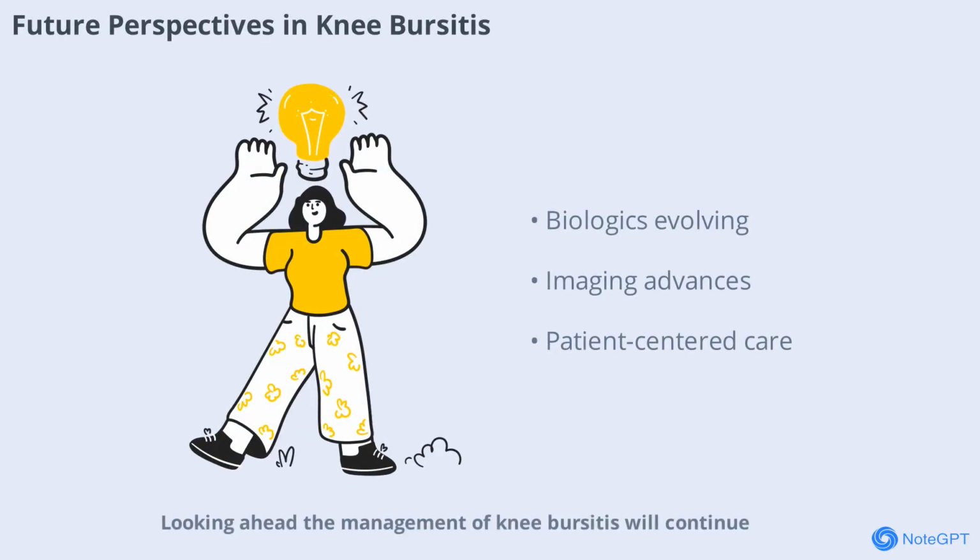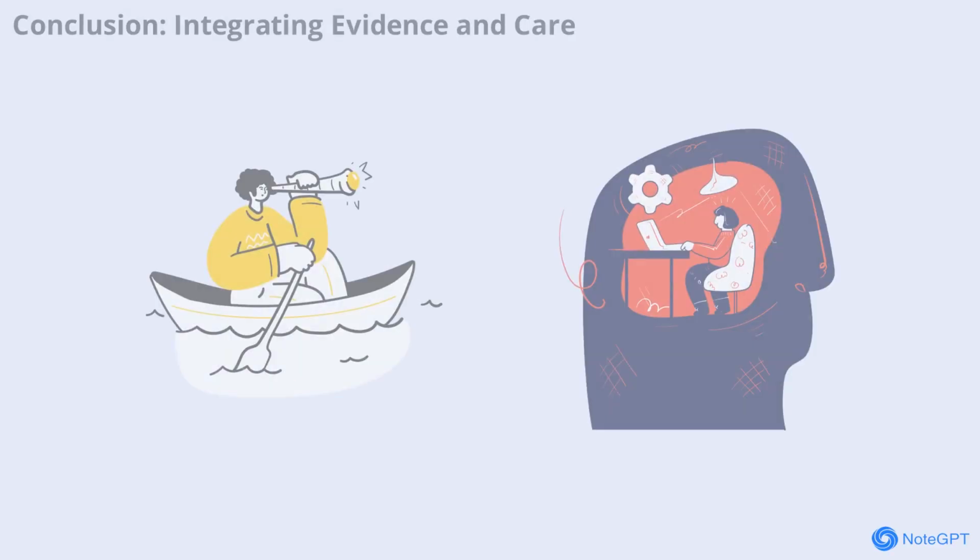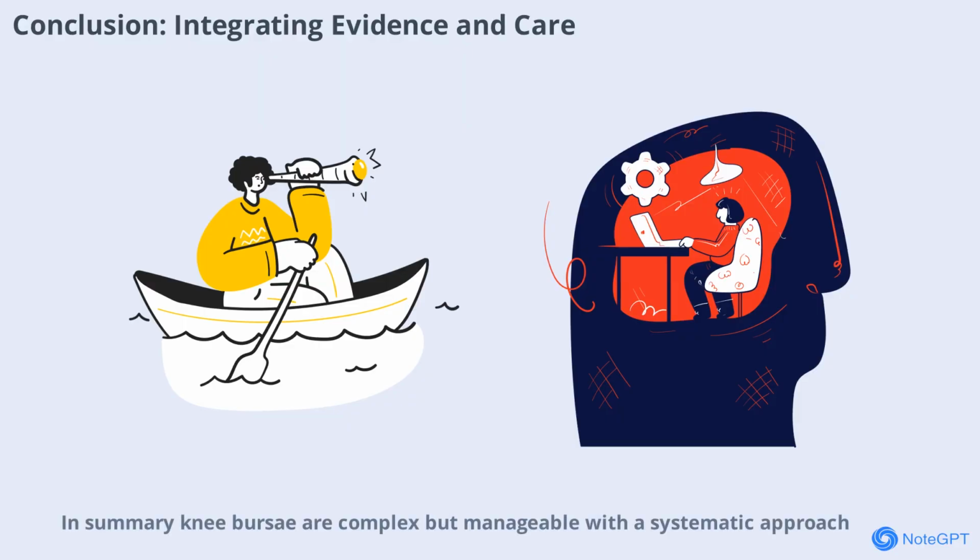Looking ahead, the management of knee bursitis will continue to evolve with advances in biologic therapies, imaging, and individualized care. Ongoing research into PRP, PRP plus HA, and stem cell therapies promises new options for resistant cases. Integration of imaging, biologics, and patient-centered strategies will shape the future of knee bursitis treatment, aiming for better outcomes and quality of life. Summary: knee bursae are complex but manageable with a systematic approach.